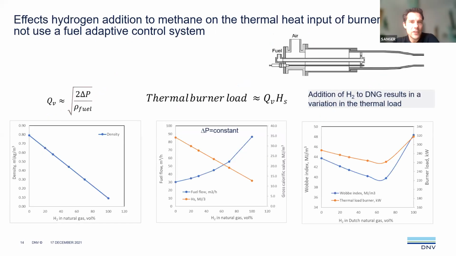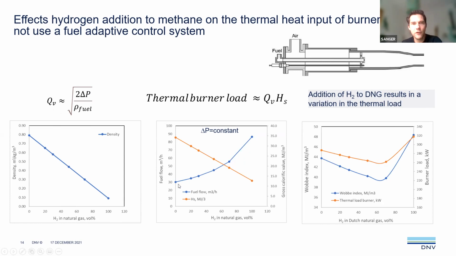The thermal input, which is also very important for burners. As an example here, if we look at the density, that's the picture on the left-hand side, then if you switch to hydrogen, you see a huge decrease in the density. And if you keep the same pressure drop over the fuel nozzle, as you can see in the equation here, then what happens, of course, if the density decreases with a factor of 9, then the fuel flow increases with a factor of 3. And that's what you see back in the picture in the middle.